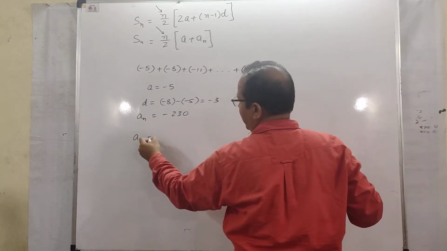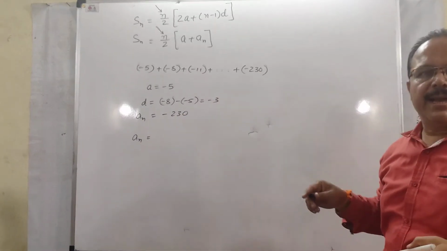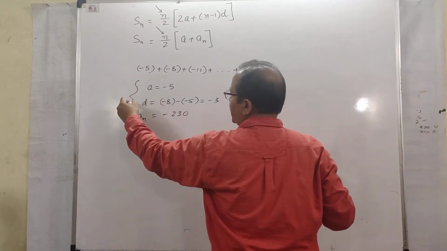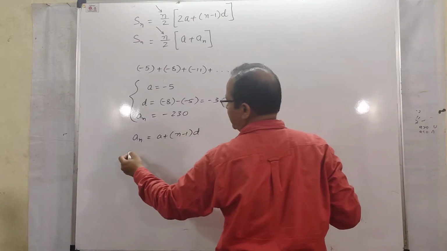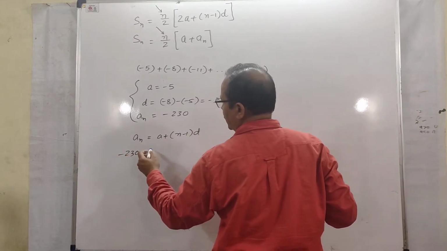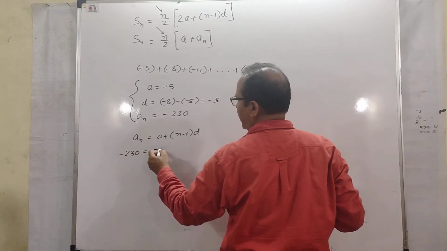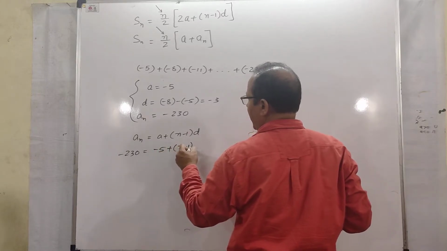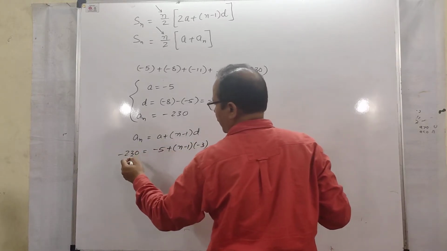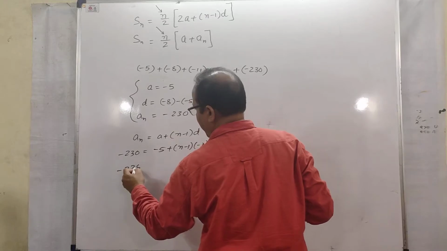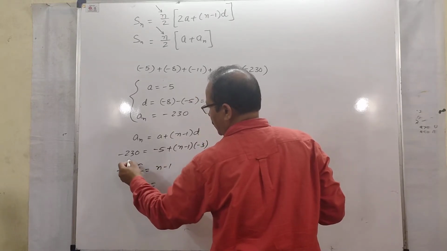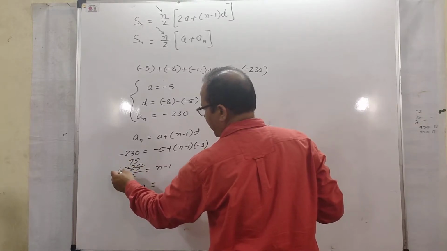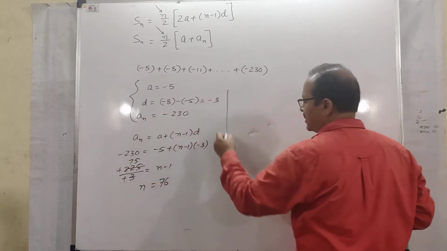So students, again n is missing here. So n is missing, that's why we use the formula which we had used in the last exercise. An is equal to a plus n minus 1 into d. On substituting the values, what will you be getting? -225 upon -3 is equal to n minus 1. So you'll be getting the value of n is equal to 76.